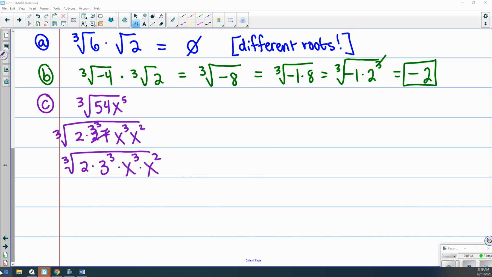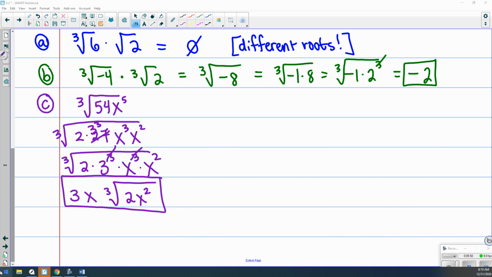All right, third root, third power cancels. I've got a 3 outside. I've got an x outside, third root, third power. And then I'm left with the third root of 2x squared underneath the radical symbol. Okay, that was a fun one.